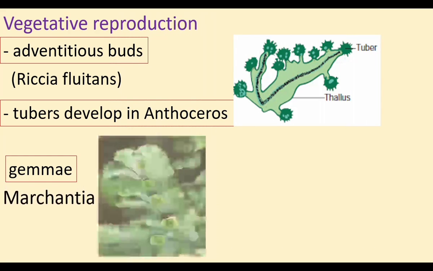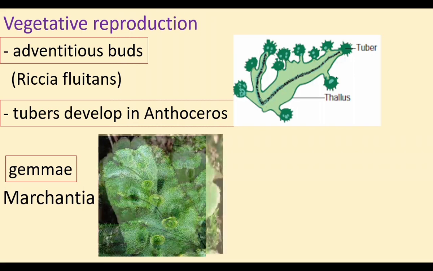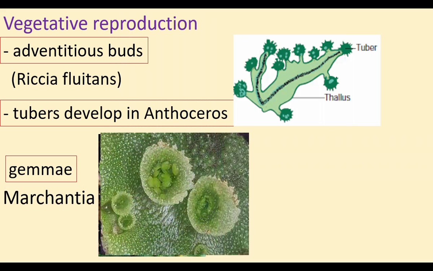Gemmae are found in Marchantia. Gemmae are found in cup-like structures, the gemma cups. These gemmae develop into a new thallus.